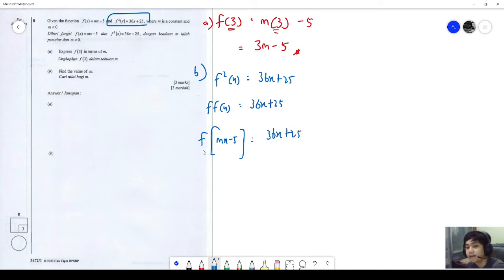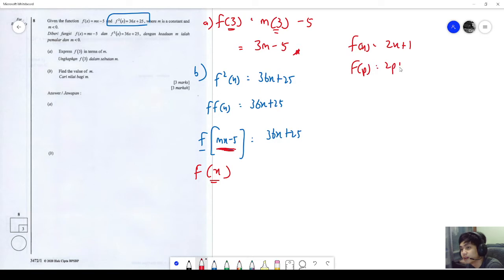So f(mx minus 5) in this case: this is originally supposed to look like this, right? Now x is being replaced by this. Like I mentioned earlier, whatever happens to x will happen to that function. If you look at it properly, let's say f(x) equals 2x plus 1. If I call it f(p), this will become 2p. If I call it f(g), this will be 2g. And if I call it f(g plus 1), it will be 2(g plus 1) plus 1. So whatever happens here, happens here.